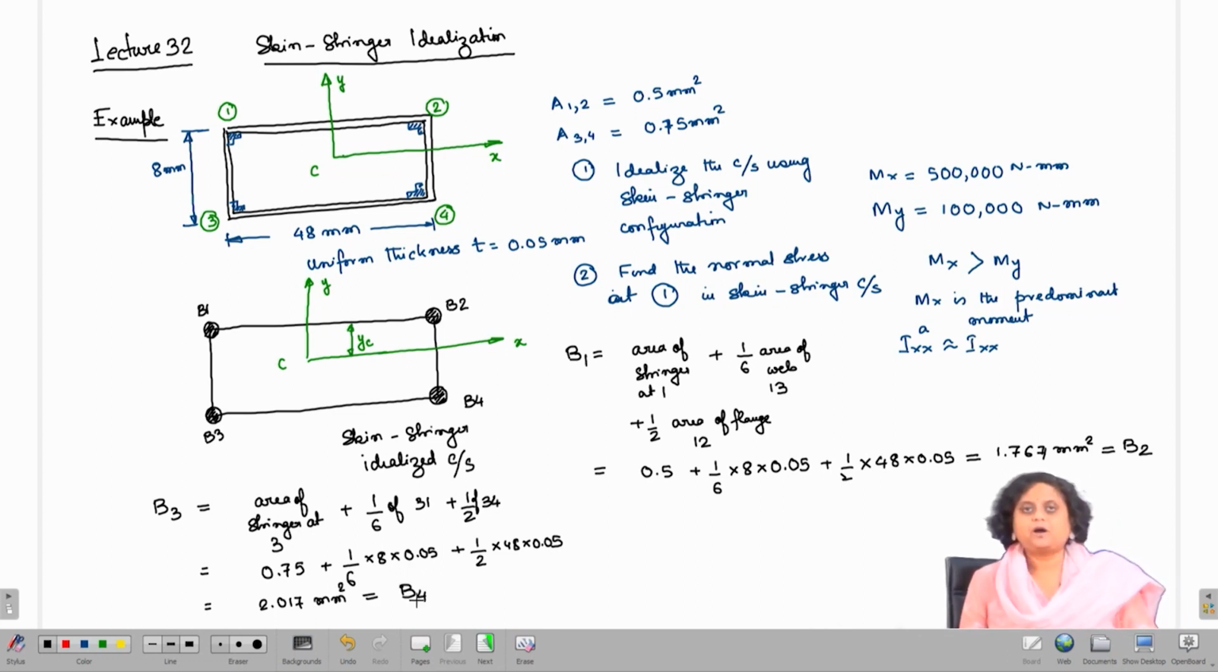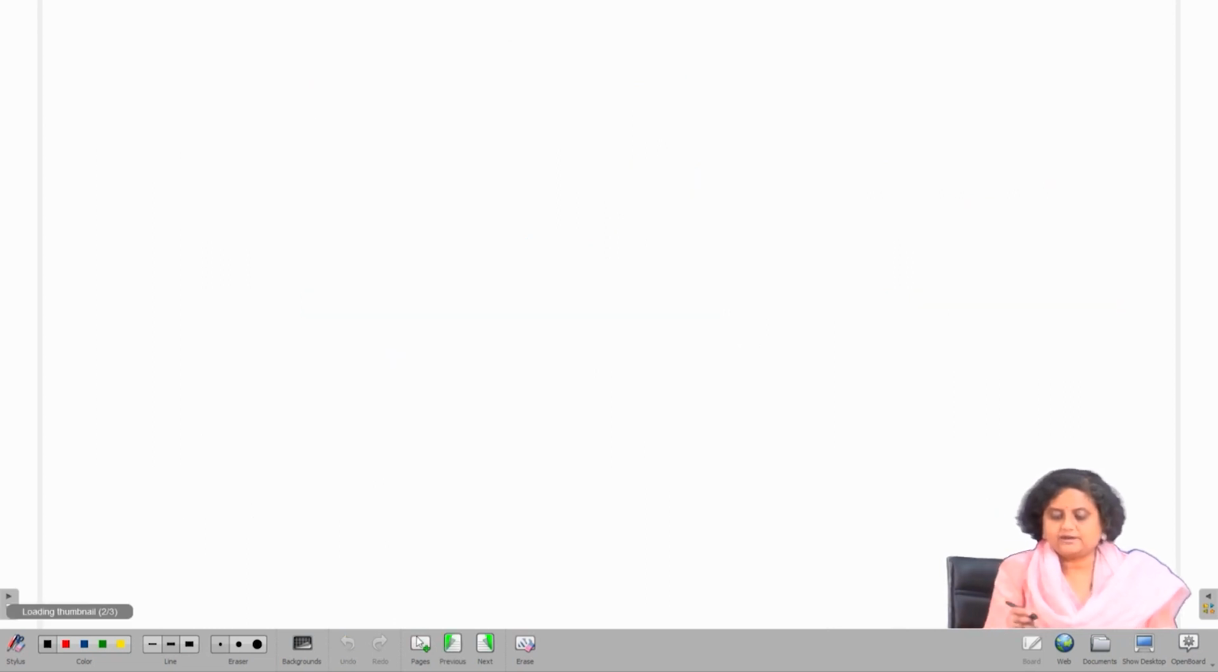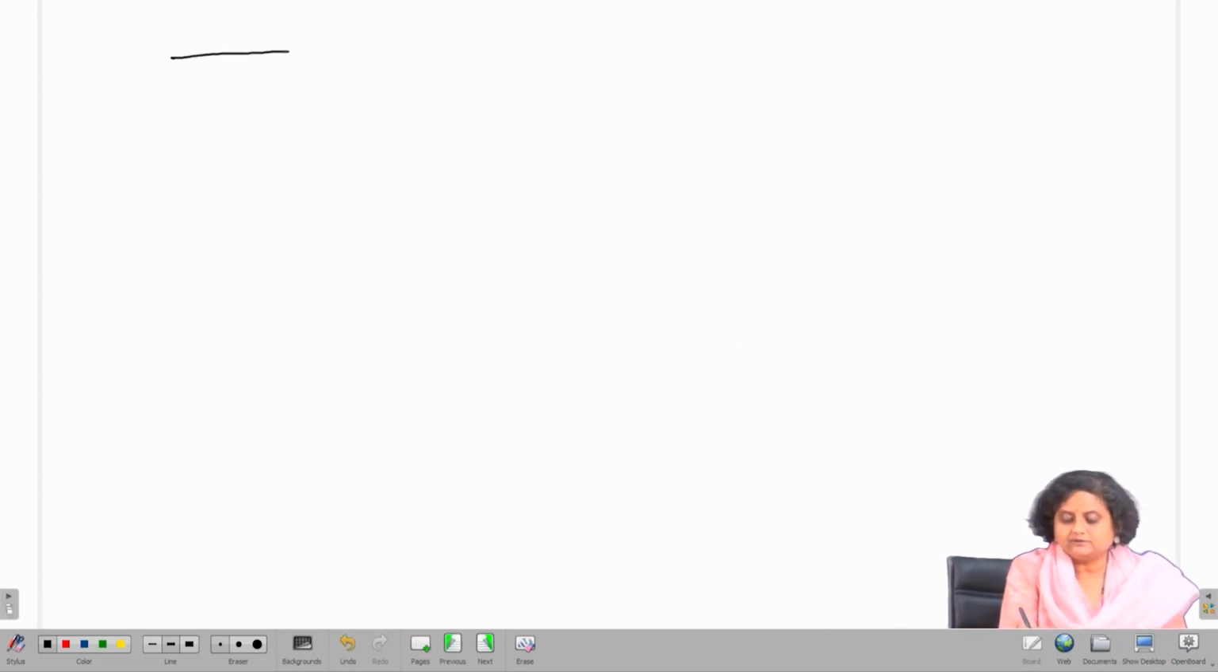Therefore, the first part of the problem is solved. We have idealized the cross section, and we have found out the area of the 4 booms. So, that was the first part. Now, let us move on to the next part. Let me just carry over the figure.